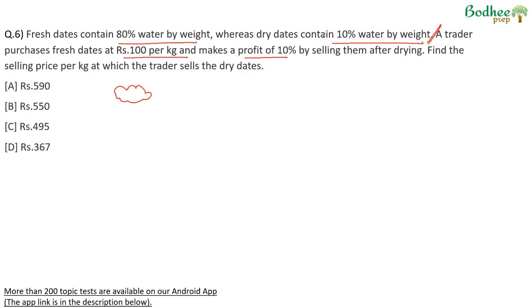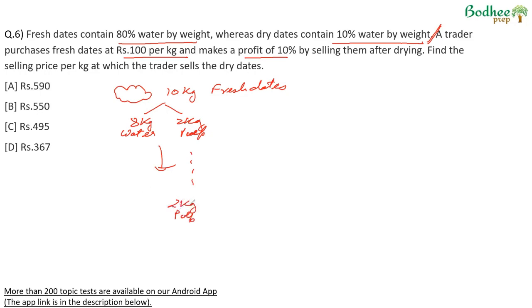Let's say, okay, I'm taking a larger number. I'm saying suppose 10 kg of fresh dates are taken. Now this 10 kg has 8 kg water and 2 kg pulp, which is not water, which will not evaporate. 80% water. After it is allowed to dry, the amount of pulp will remain the same because only water will evaporate.